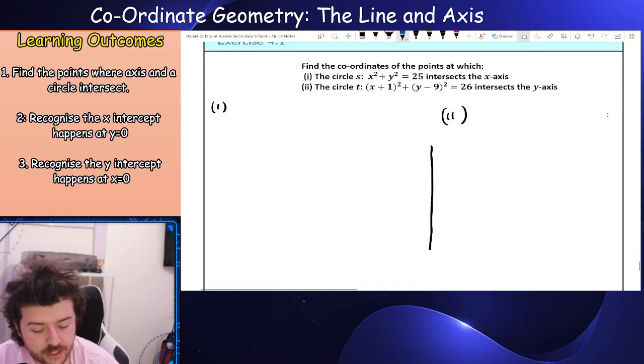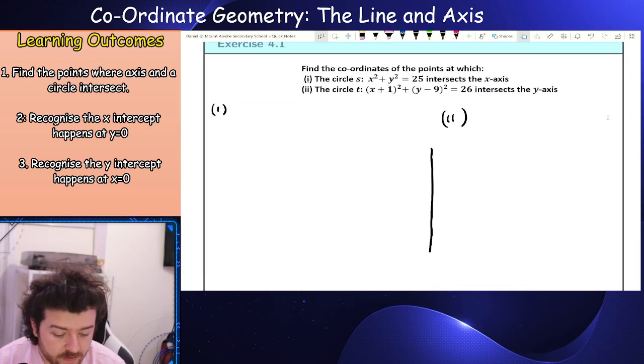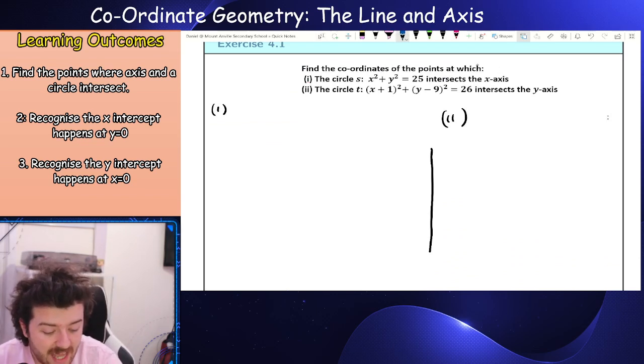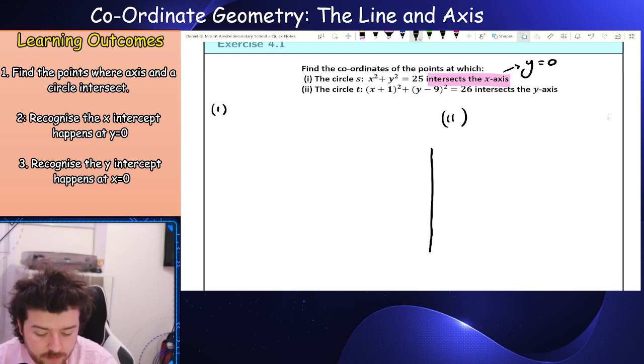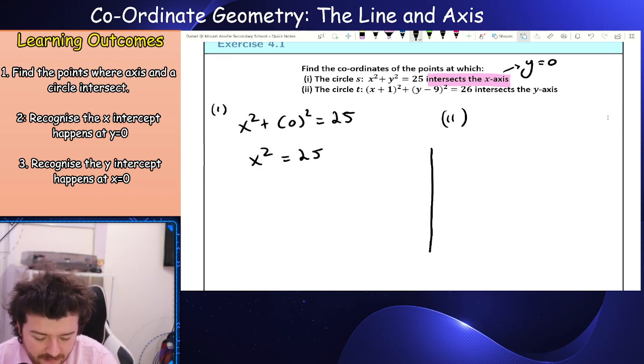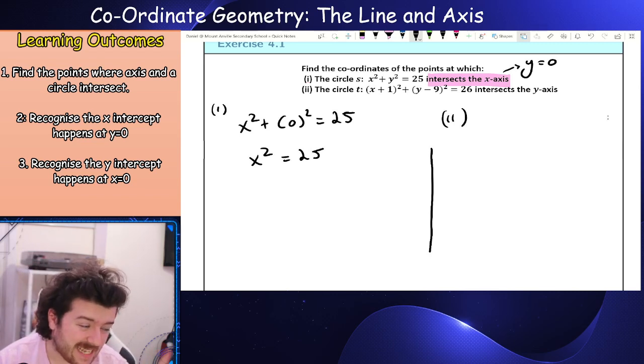So here are two questions. Find the coordinates of the points at which x squared plus y squared equals 25 intersects the x-axis. I'm going to sub in y is 0, because that only happens at y is 0. So I have x squared plus 0 squared equals 25, so x squared is equal to 25.